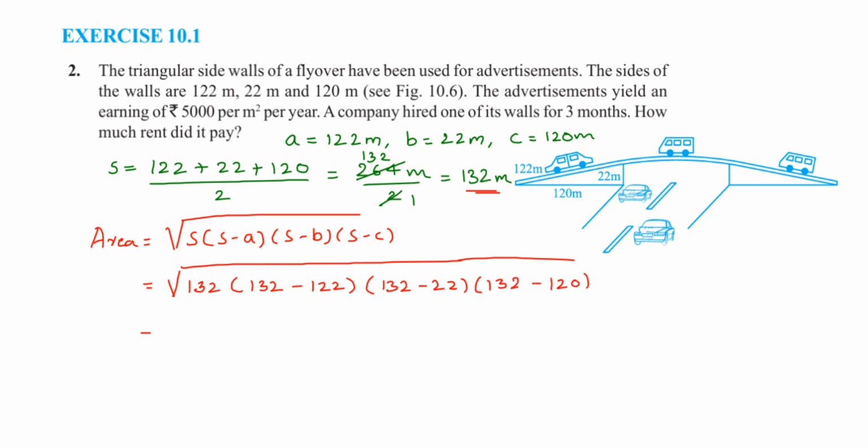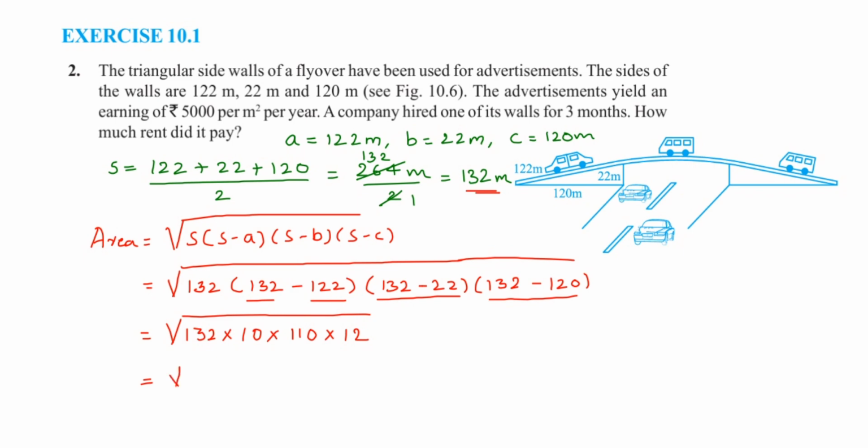Now subtract the values inside the bracket. So we get square root of 132 times, 132 minus 122 is 10, times 132 minus 22 is 110, times 132 minus 120 is 12. So this is the value. Now we have to multiply. You will get a very big number. So I'll avoid multiplication and write the answer here. Otherwise it will be very lengthy. When you multiply all the three numbers, you get a very big number.